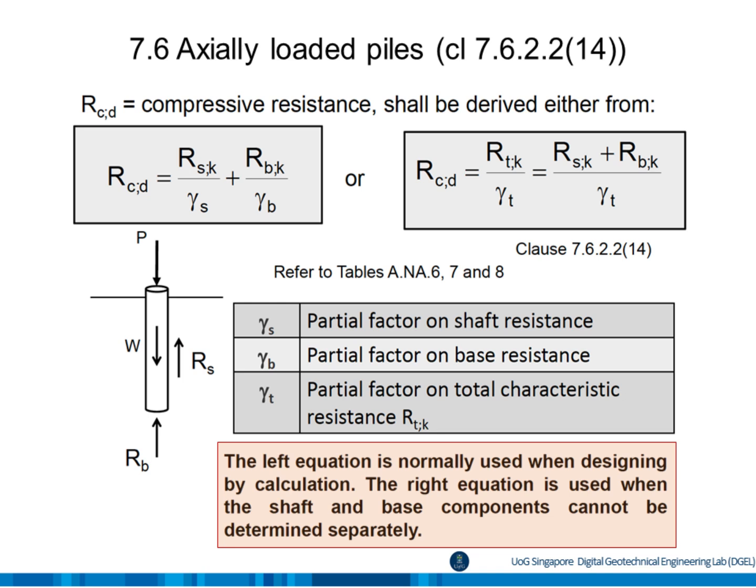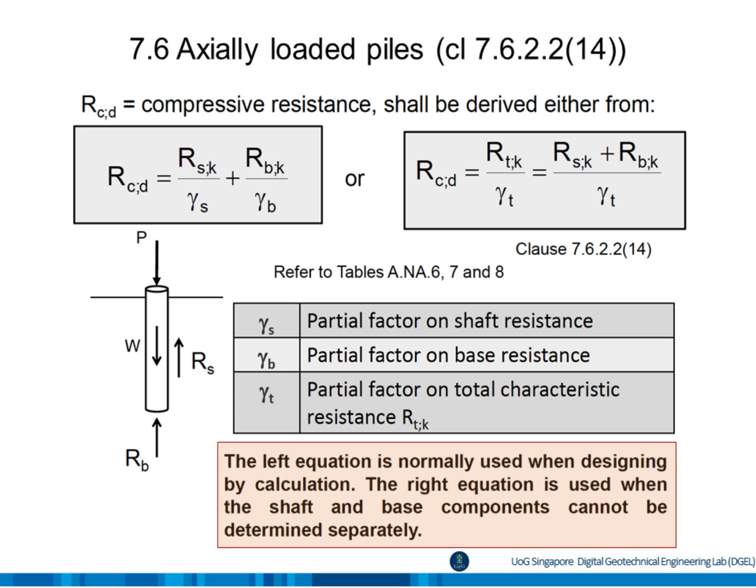In EC7, this design resistance is factored using partial factors, typically gamma factors for shaft and base resistance. The left equation is normally used when we design by calculation, where shaft and base resistances are evaluated separately. The right equation is used when the shaft and base components cannot be determined separately.